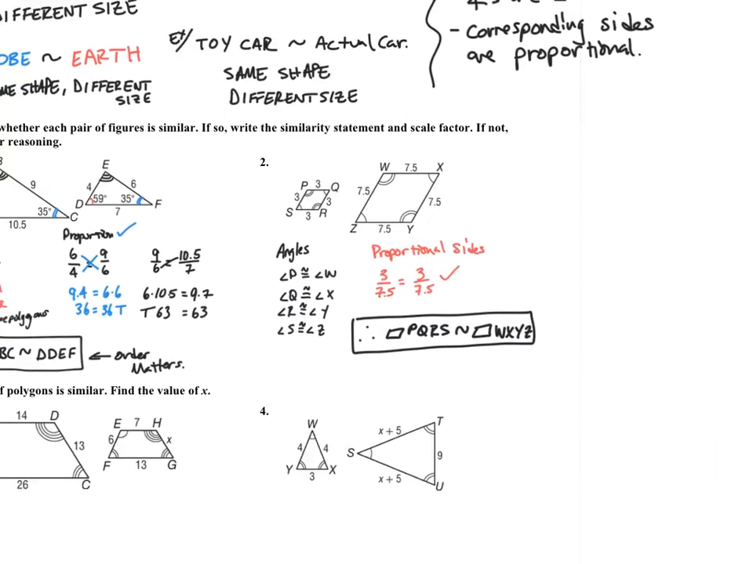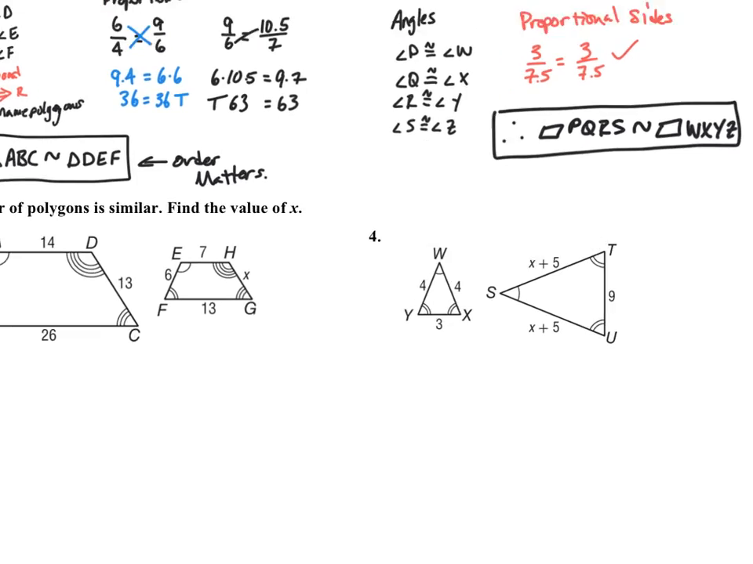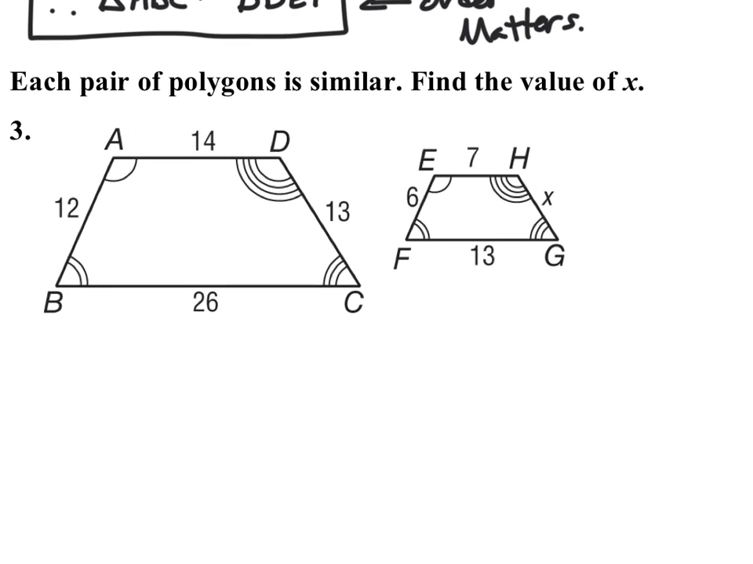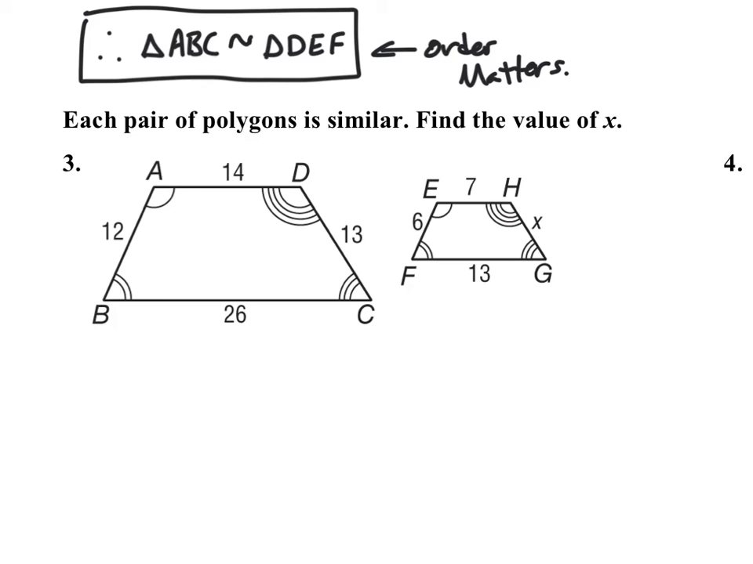Okay, let's take a look at 3 and 4. And these are pretty easy. It's just setting these up. I know that these polygons are similar, and I can tell which ones are similar simply based off of what we've got. So what I do want to do is note that A corresponds with E and D corresponds with H. Okay, so I'm going to go ahead and just write the proportion for that, which is 14/7.